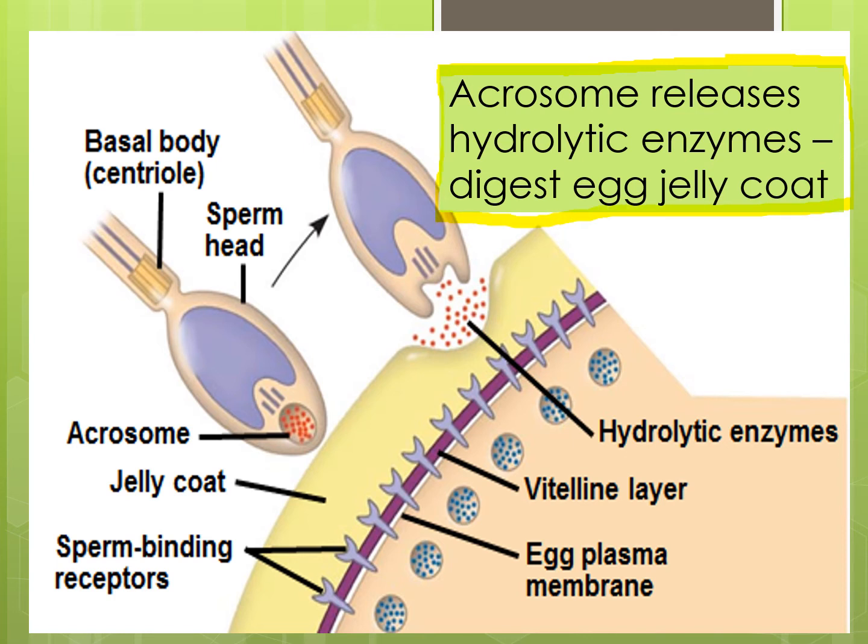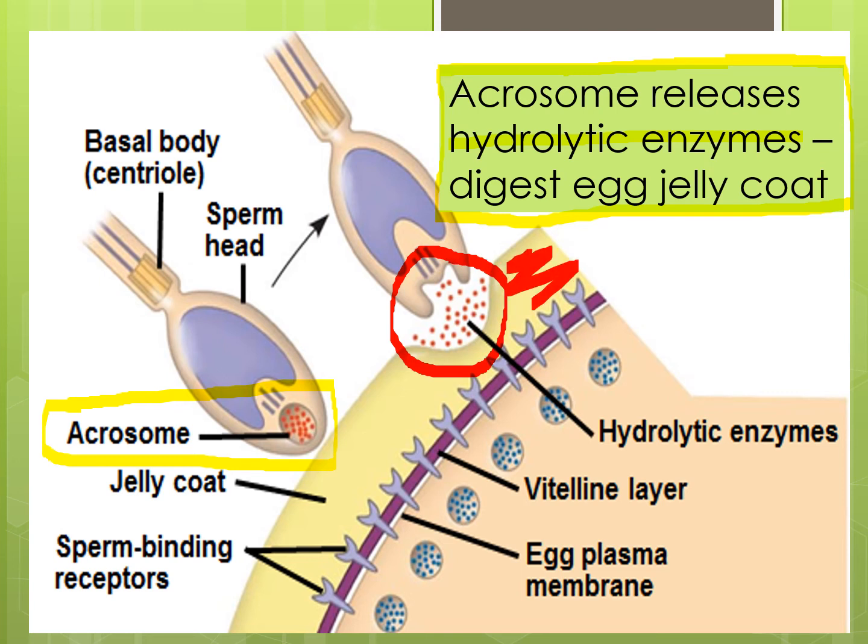So your acrosome is the front part of your sperm head, and it contains enzymes called hydrolytic enzymes. And hydrolytic enzymes are responsible for breaking things down. And as we can see in this section, the hydrolytic enzymes are starting to break down your jelly layer within this region.